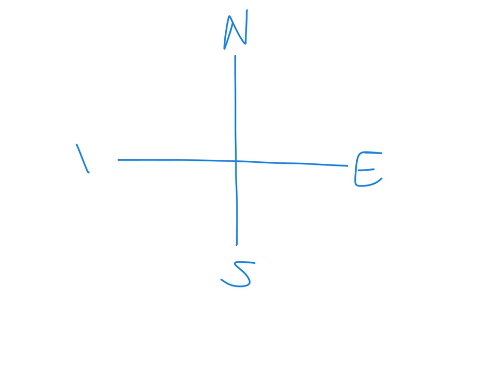Hey guys, in this video I'm going to explain vector directions and hopefully you'll be able to get a better understanding of how to write them if you're struggling with them. So to start off with, let's draw a coordinate plane or a compass with north, east, south, and west.